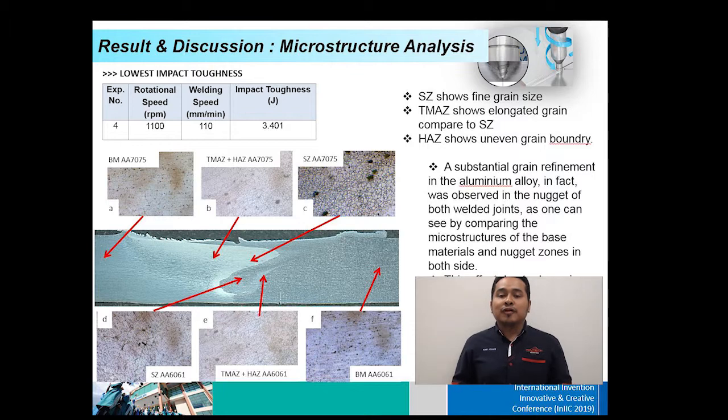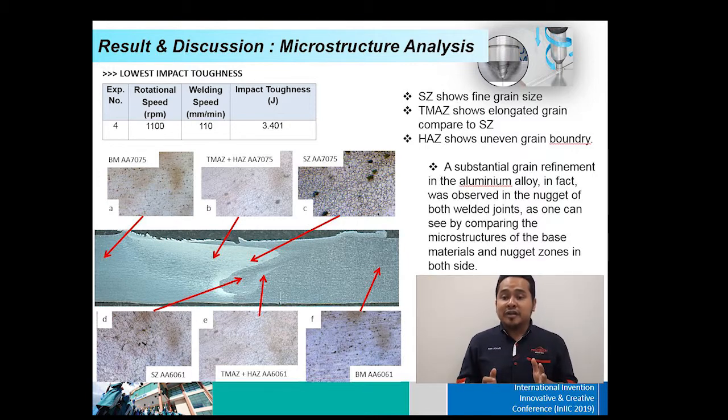Okay, now we go for the microstructure analysis. For the lowest impact toughness, the stir zone shows the fine grain size. The thermomechanical affected zone shows the elongated grain compared to the stir zone. The heat affected zone shows the uneven grain boundary.